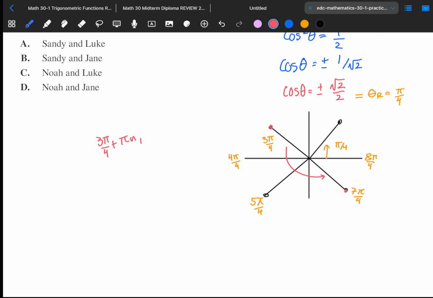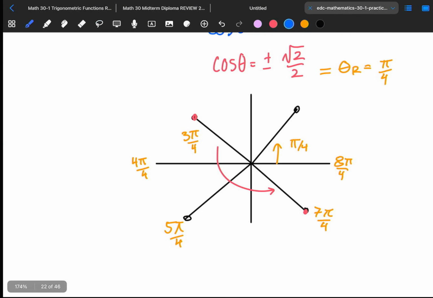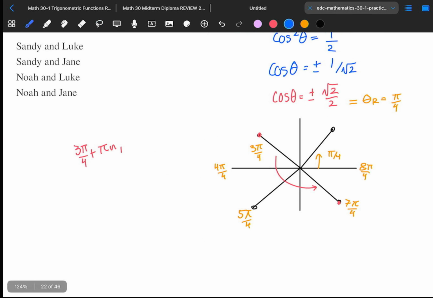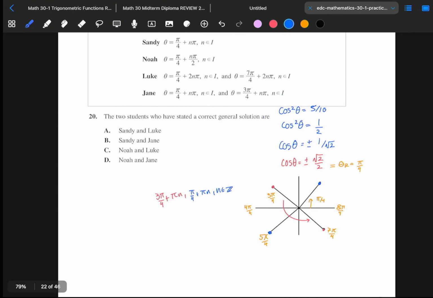Now if we move all the way over here, we could have the other solution, right? So we could have the other half of this, which is pi over 4. Then you're moving half the circle to go here, half the circle to go here. So I'd say pi over 4 plus pi n, where n is an element of the integers.